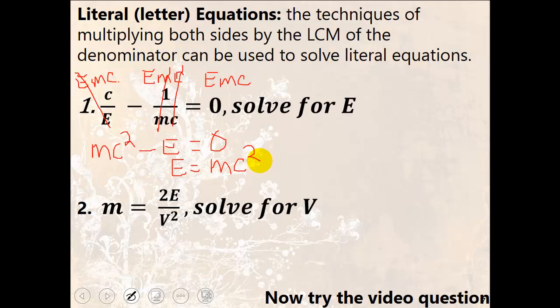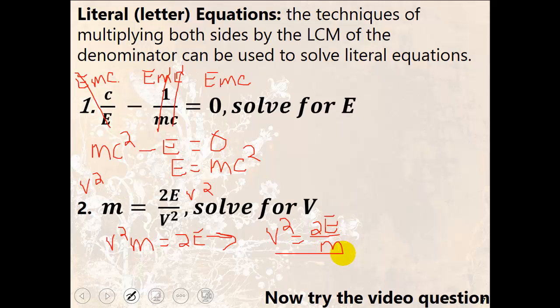That's Einstein's theory of relativity. Okay, and for this second example, we're going to solve for V. Notice it has a square on it, so we're going to end up having to take the square root once we get it isolated. So I'm going to multiply both sides by V squared, because that's my denominator, my least common multiple. So I get V squared M is equal to 2E. I'm going to divide both sides by M, and I get V squared is equal to 2E over M, and then I'm going to take the square root. And I get V is equal to the square root of 2E over M. Okay?